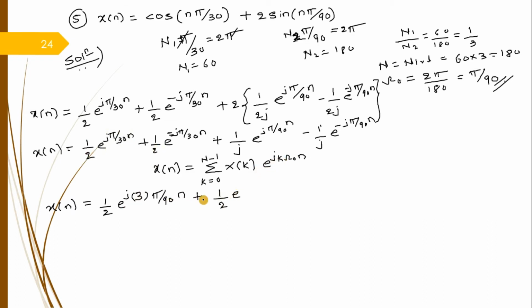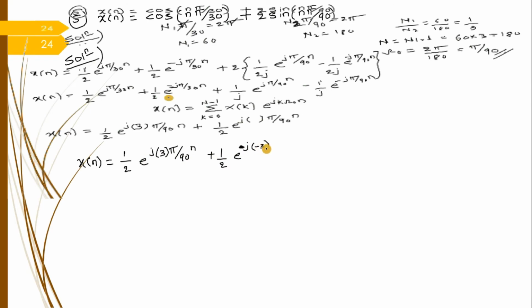I'm writing this line by comparing, by taking the reference of the standard form. J, k value I'll decide it later. Omega naught means pi by 90 n. This is by comparing with the standard form. What value of k will give me this particular term? Minus 3 pi by 90 n.